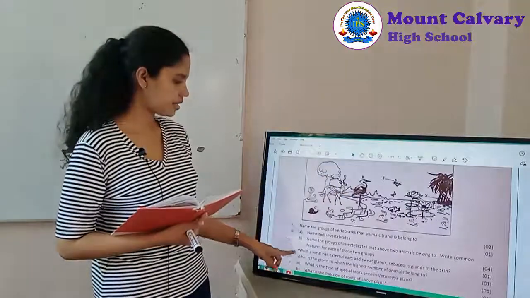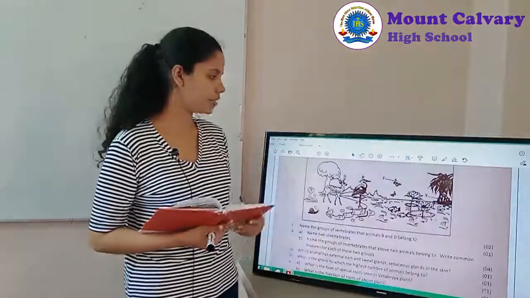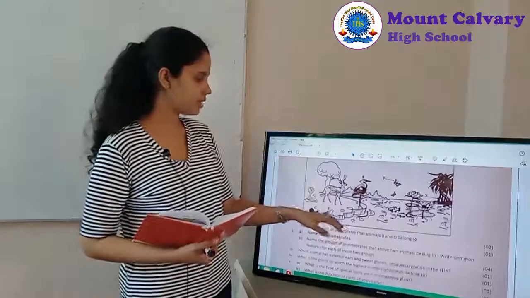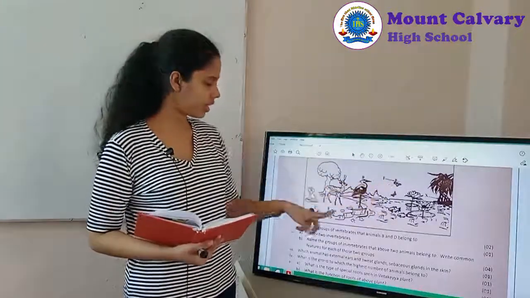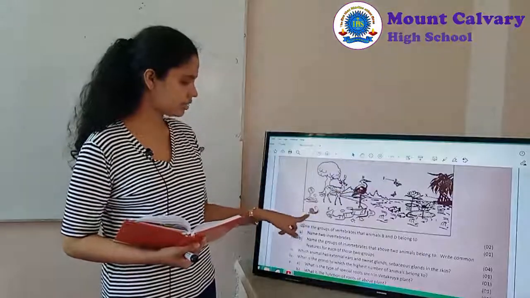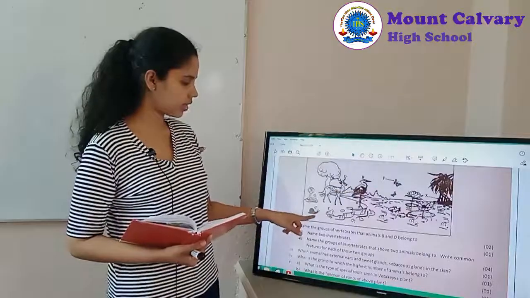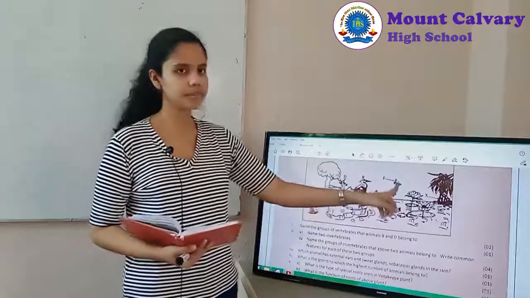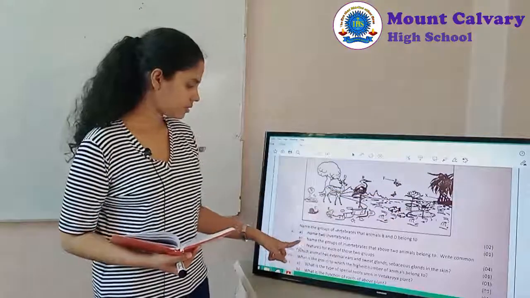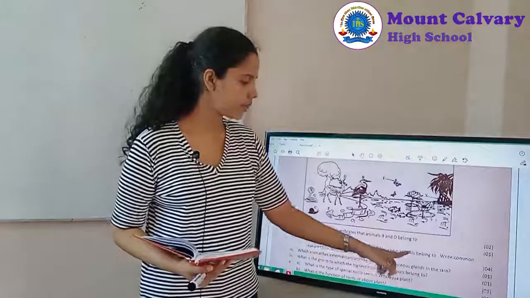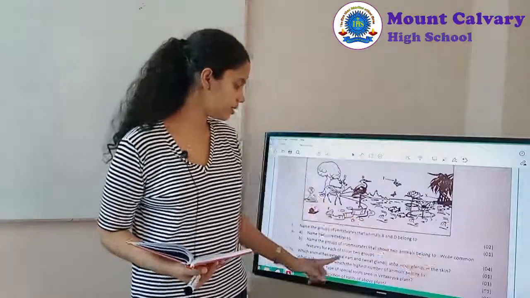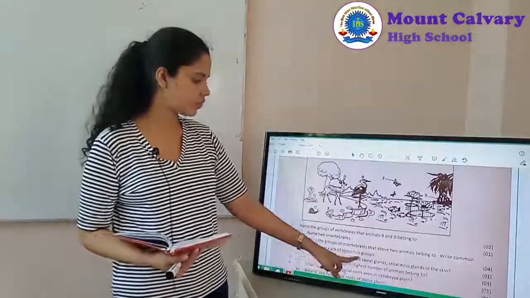So second question, name two invertebrates. So what are the invertebrates here? Here you can see F, a butterfly, and here you can see a snail. You can observe snail and butterfly. Then B, name the groups of invertebrates that the above two animals belong to. Write common features for each of those two groups.